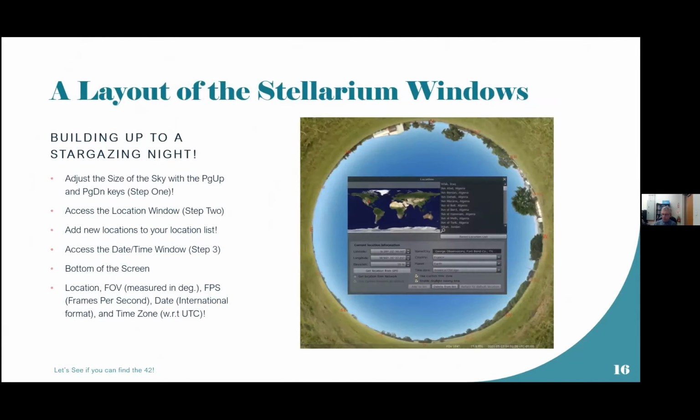Building up to a stargazing night. Of course, if you want to look at a small area of the sky, you do the Page Up key. If you want to make the sky look larger, it's going to be the Page Down key. You can access the location window. And if you don't have your location anywhere here, you can type it in, go to Google Maps, put in the latitude, longitude, and elevation. And of course, put in the time zone. You can click off the custom time zone, and it'll give you the time zone of your location. Or you can get your location from the network, or get your location from GPS.